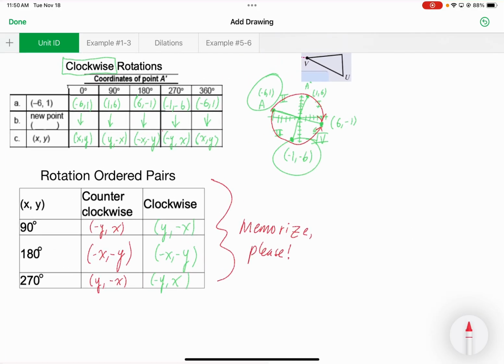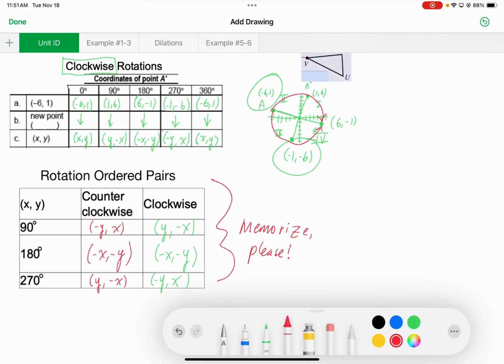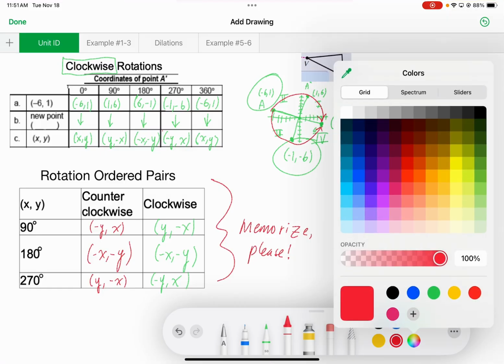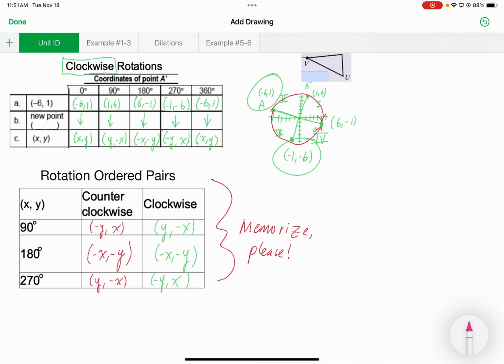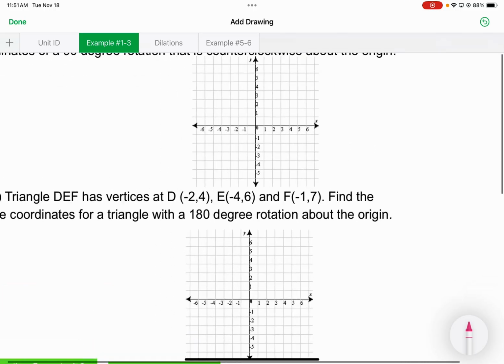Is this what you're looking at? Yeah, let me know when you're ready to switch. I'm ready. He's ready. This looks fun.